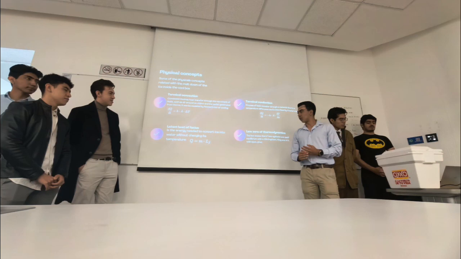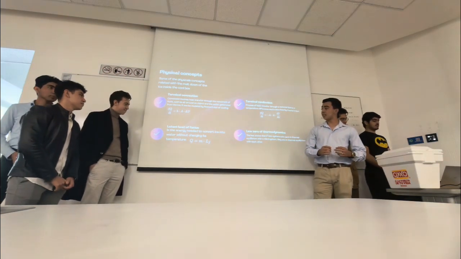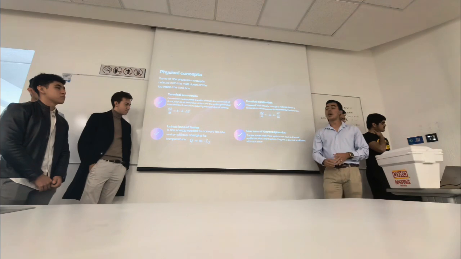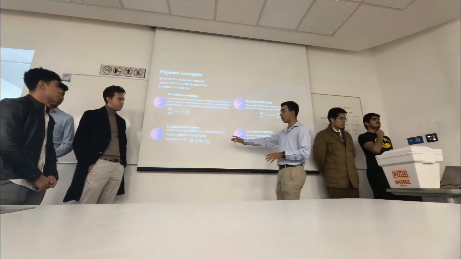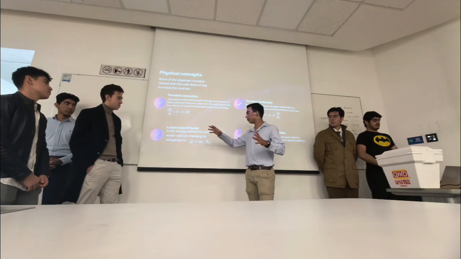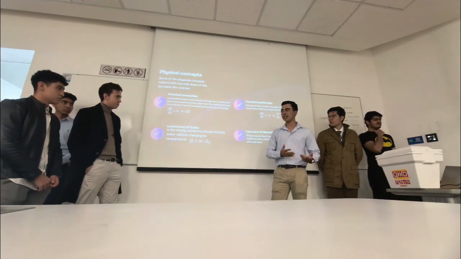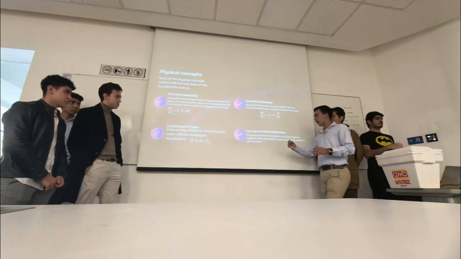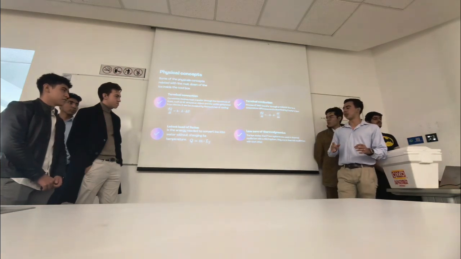Then the latent heat of fusion. It's the energy needed to convert ice into water without changing the temperature. For this formula, we use heat equals the mass of the object, in this case ice, the 5 kilograms of ice, times L, which is the specific latent heat.